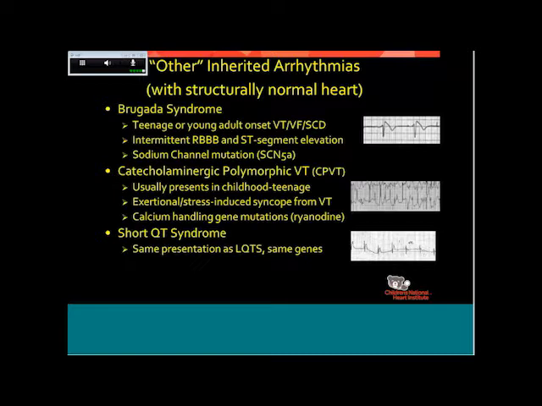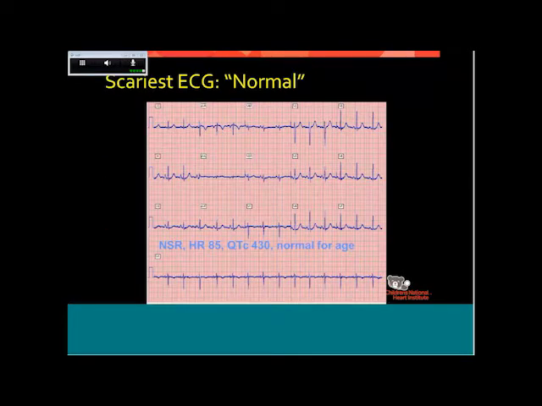CPVT, or catecholaminergic polymorphic VT, usually presents early, in childhood, usually in the first decade of life or before age 15, and is similar to long QT syndrome in how it presents with exertional or stress-induced syncope and ventricular tachycardia, but the QT interval is completely normal. And this is due to mutations in calcium handling genes. And I'll show a slide on that in a second. And then short QT syndrome is the same presentation as long QT and the same genes, except the QT interval is short rather than long, but can still lead to arrhythmia.